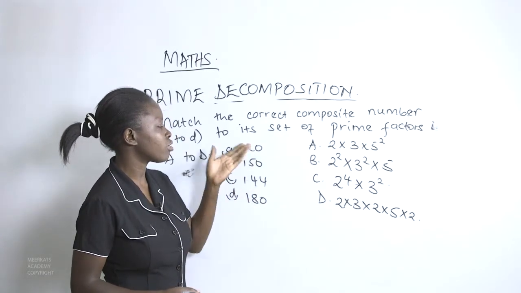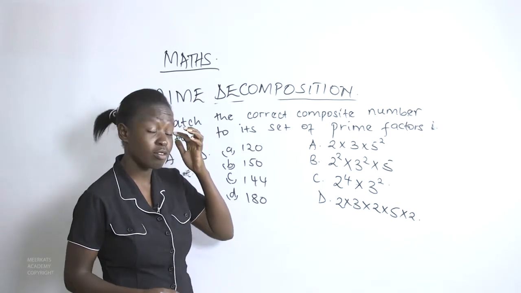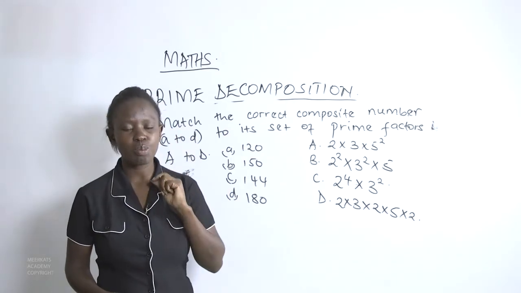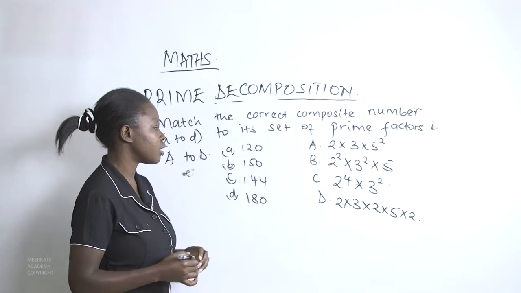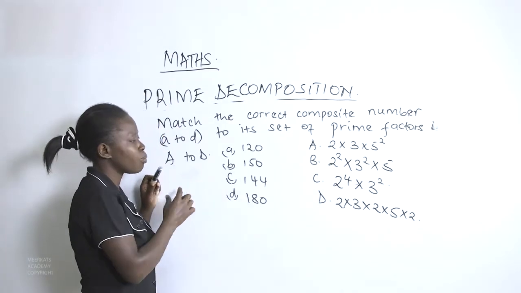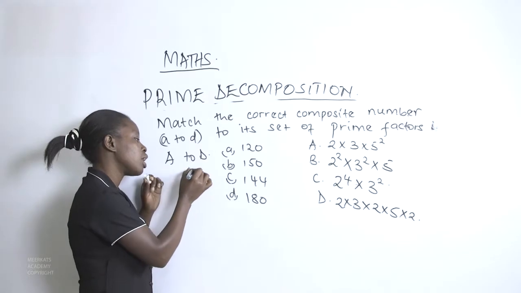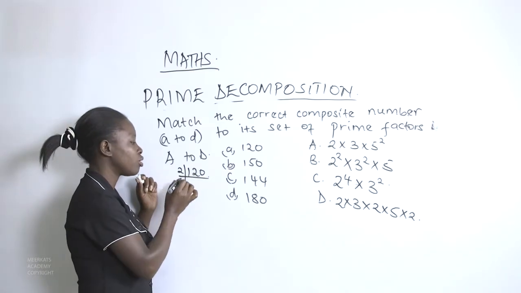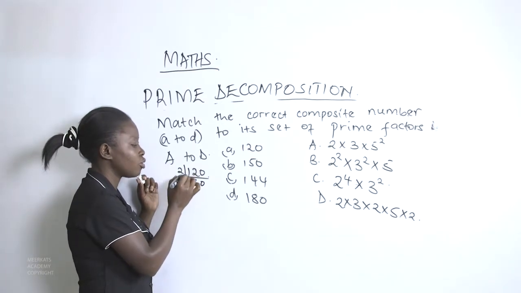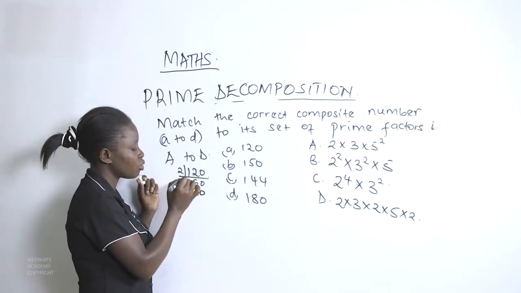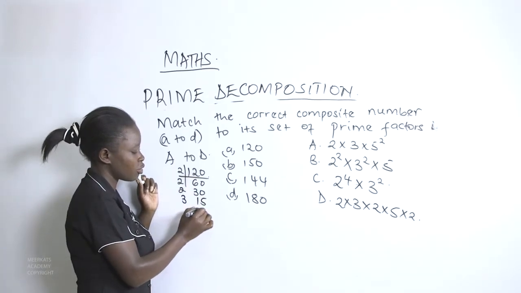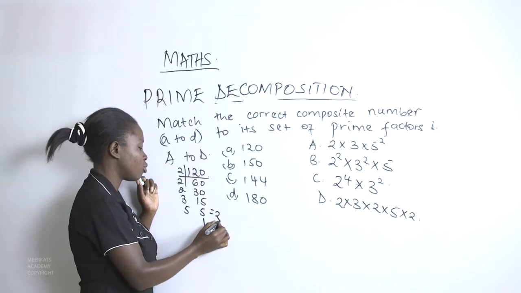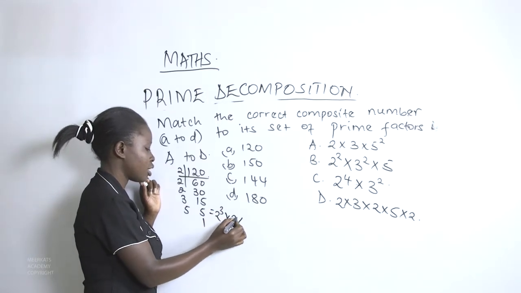So what do we do? We first start with the first one. I have 120. So 120, I need to find out which prime factors are making up 120. The lowest prime factor is 2. 2 into 120, we have 60. 2 into 60, that is 30. 2 into 30, we have 15. 3 into 15, that is 5. 5 into 5, 1. So the prime factors, we have 2 to the power of 3 times 3 times 5.